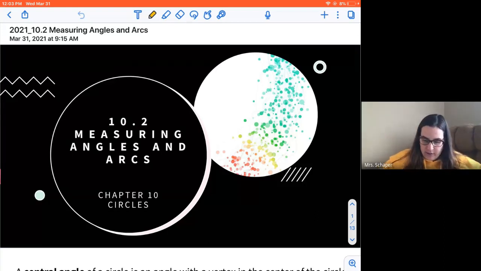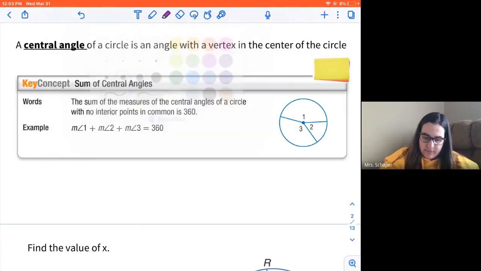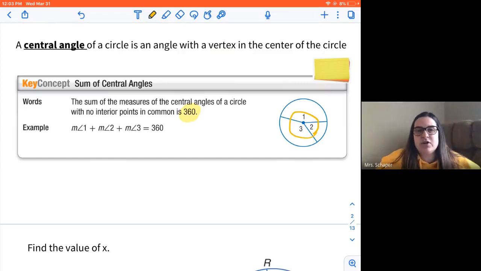So here we go. First of all, the sum of the central angles in a circle is, get this, 360 degrees. You probably have known that when you take all of the angles in the center of the circle, it equals 360 degrees. That's going to be helpful as we move along.